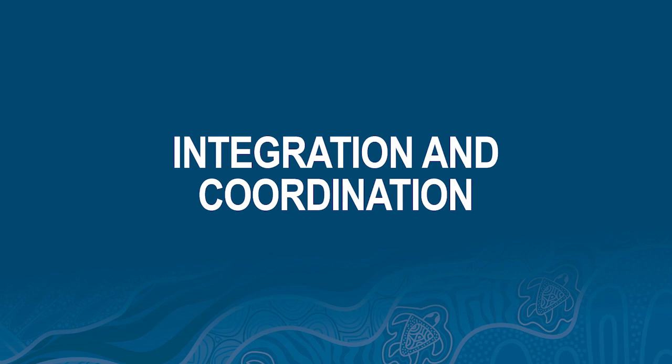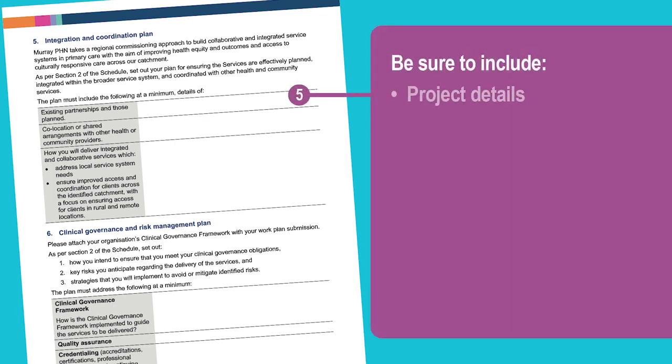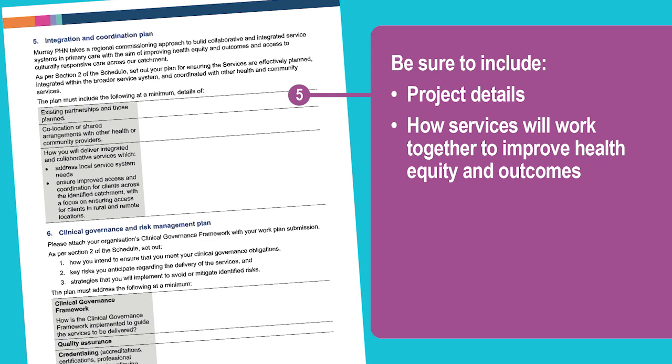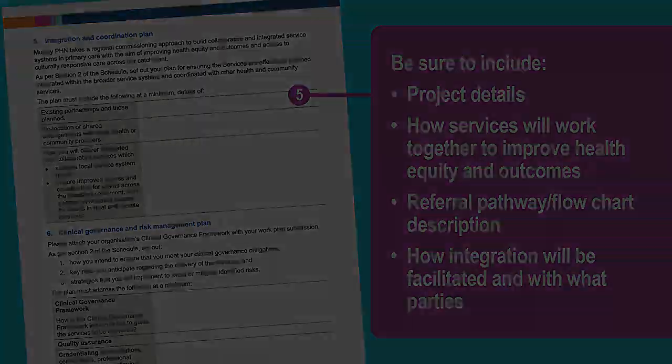Part 5 is the integration and coordination plan. Here, using section 2 of the schedule as a guide, include the project details and how all services will work together to improve health, equity, and outcomes. Include referral pathways and how your practice will facilitate integration and with what parties. For example, work group creation, clinical reference group, consultations, advisory committees, etc. Please feel free to use the flowchart description if you so choose.